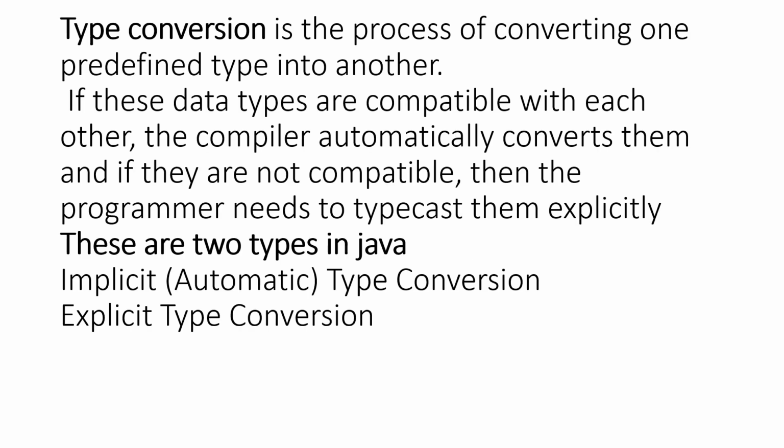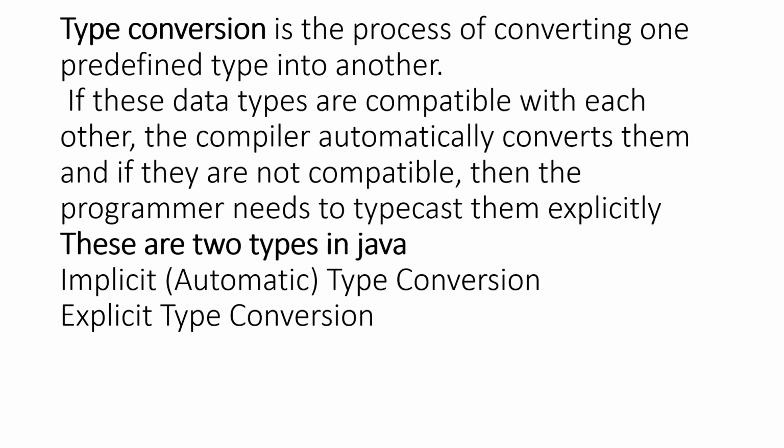See what is type conversion. Type conversion is the process of converting one predefined type to another. Predefined type means primitive types, and if these data types are compatible with each other, then the compiler automatically converts them, and if they are not compatible, then the programmer needs to typecast them explicitly. Explicitly means user intervention is needed.